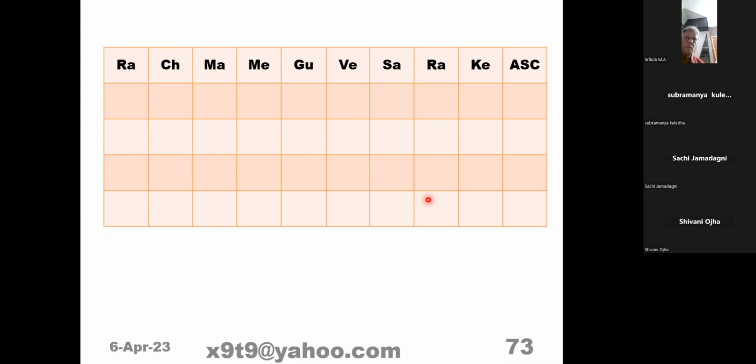What is the name of the star? From that information that is given at the end. Revati 2. So below the Ravi, you write Revati here.